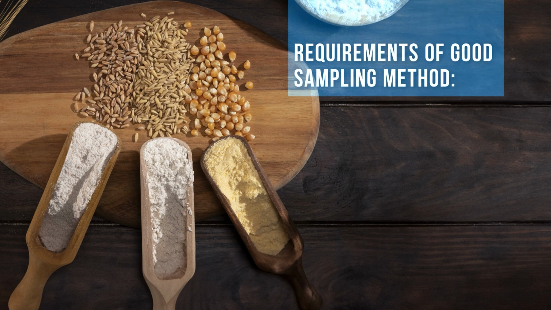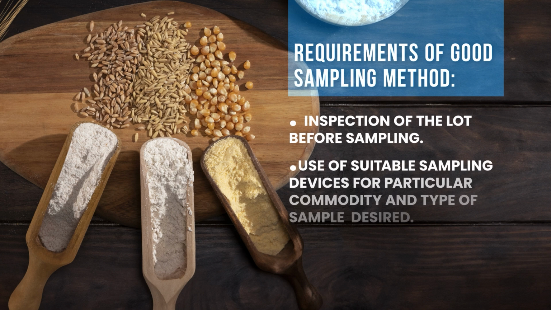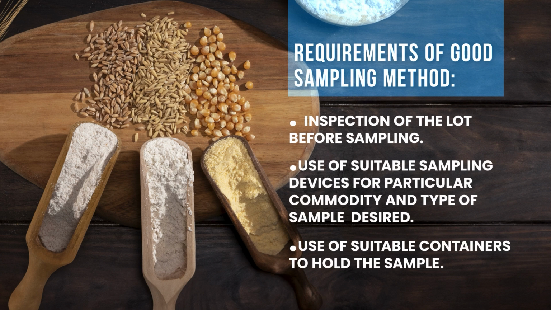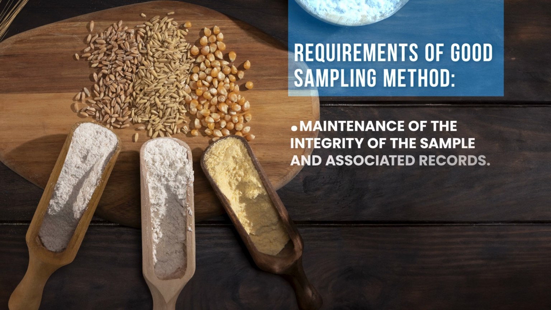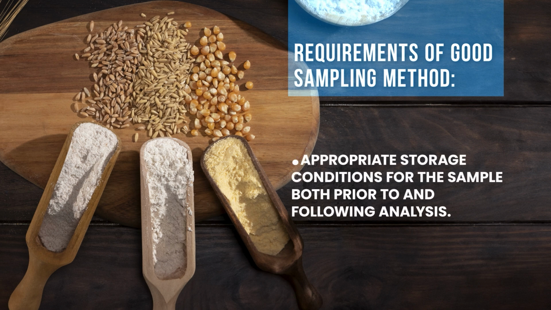Let us talk about the requirements of a good sampling method, after having seen probability and non-probability sampling. The first is inspection of the lot before sampling. Use a suitable sampling device for drawing the sample. Use suitable containers to hold the sample. Maintain the integrity of the sample and associated records. This is very, very important. Take precautions in preserving the sample. We use some preservatives if necessary. Use appropriate storage conditions. Make sure that the sample doesn't get spoiled from the point where you draw and collect the sample, by the time it reaches the lab.